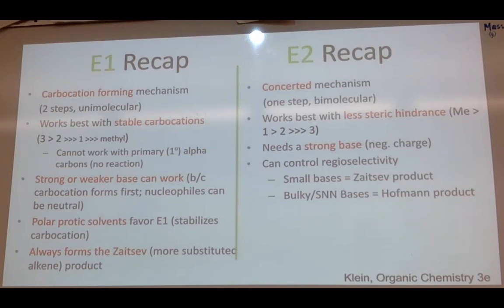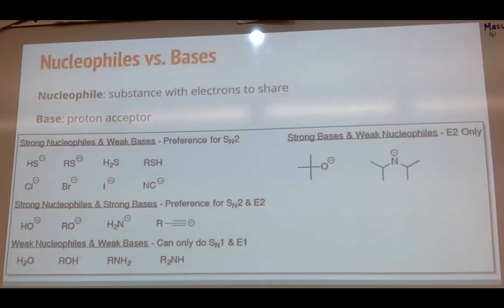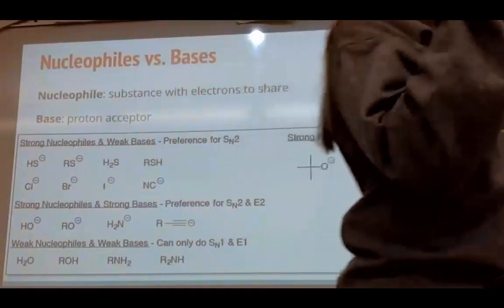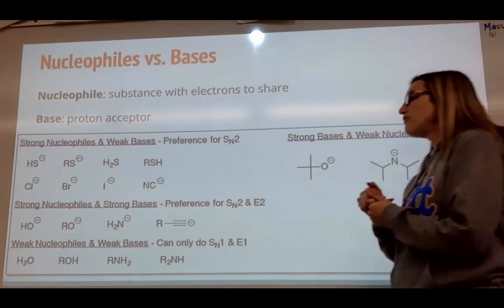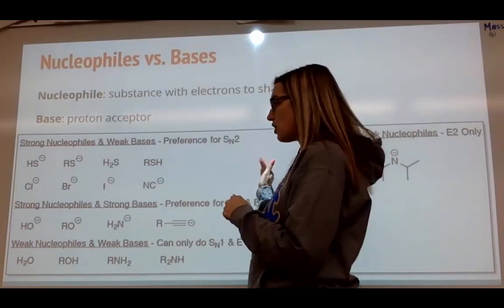So this is just looking at substitution versus elimination. To start, we're actually going to look at the difference between a nucleophile and a base. A lot of times they're going to be one and the same, but just because it's a strong nucleophile does not necessarily mean it's a strong base. So when we talk about nucleophiles, this is now in your slides. So this is now slide 2 within your packet. Nucleophiles are substances that have electrons to share. Nucleophiles do not necessarily need a negative charge.